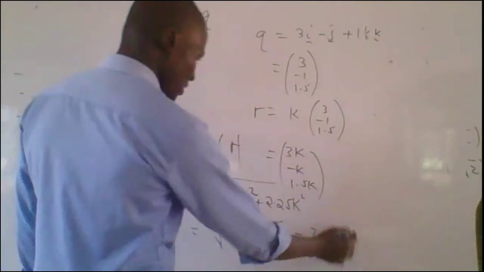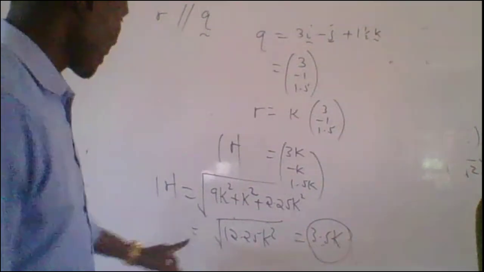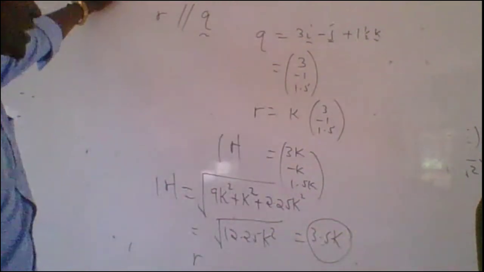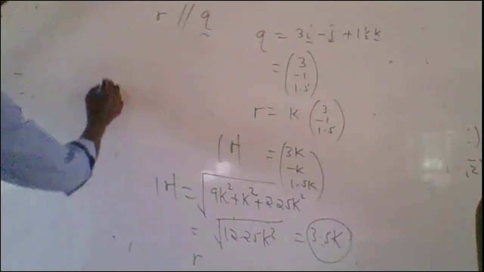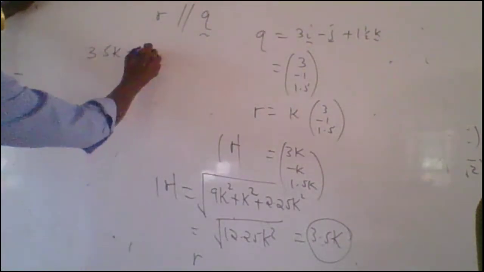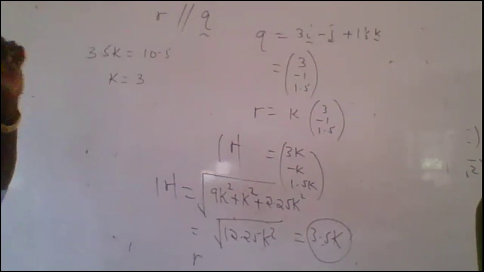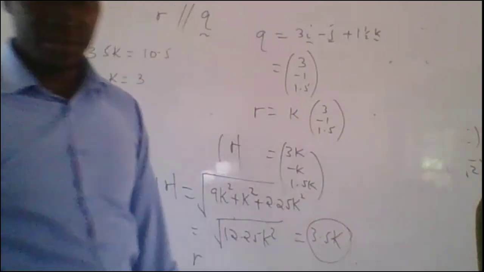And this here is what we have as the magnitude of vector R. So how is the magnitude of vector R related to the magnitude of the other one? One is a scalar multiple of the other, so 3.5k is equal to 10.5. So you can get k. 10.5 divided by 3.5 is 3. So if k is 3, then we can multiply here and get our vector R.